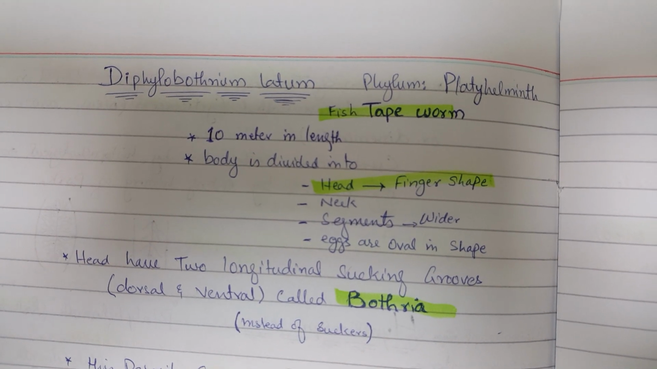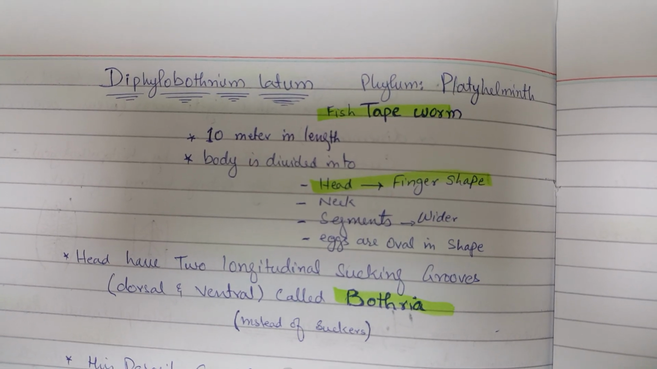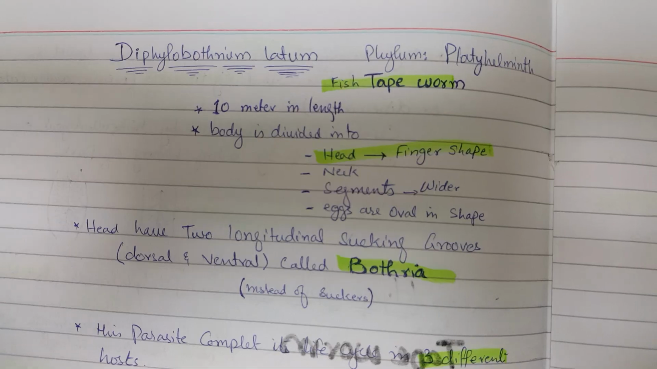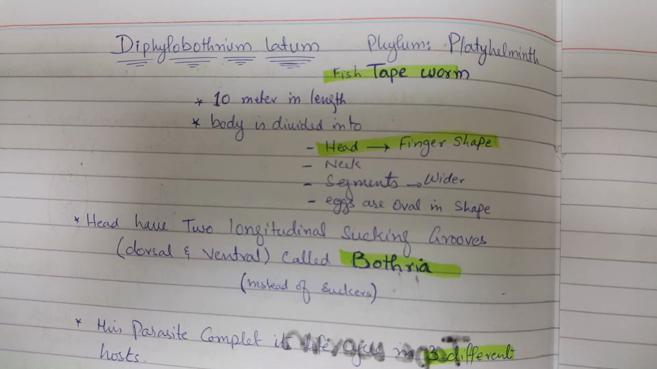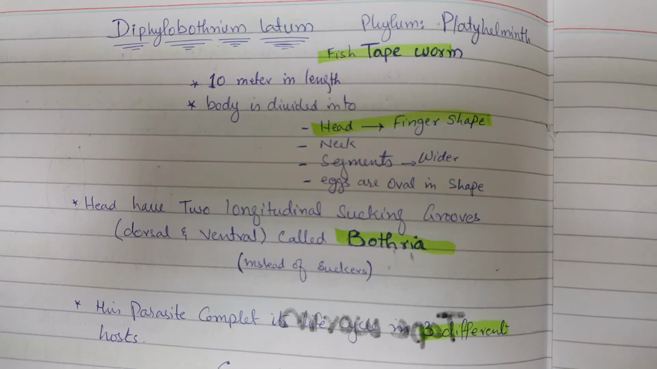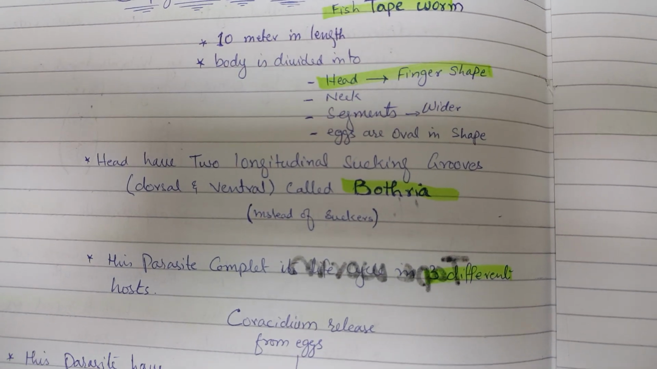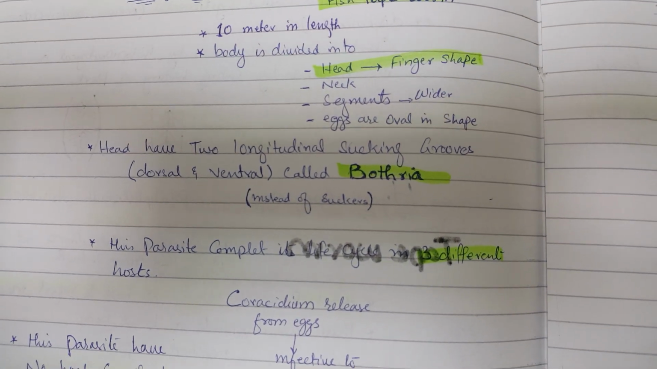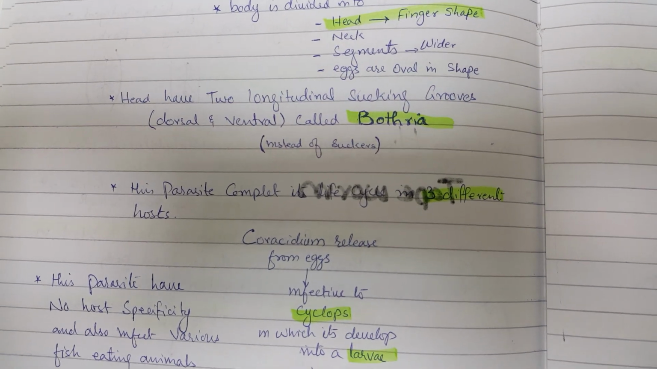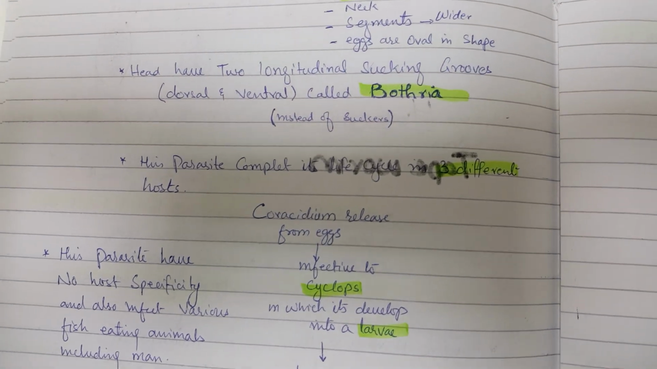Diphyllobothrium latum is also a platyhelminth, the fish tapeworm. It is 10 meters in length. The body is divided into the head, which is finger-shaped, and the neck, and the segments are wider. Eggs are oval in shape. The head has two longitudinal sucking grooves, dorsal and ventral, called bothria. The parasite completes its life cycle in three different hosts.